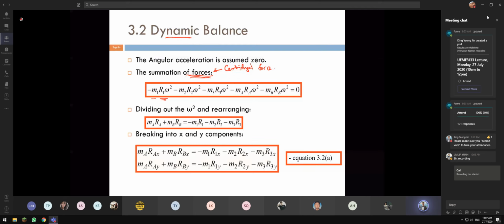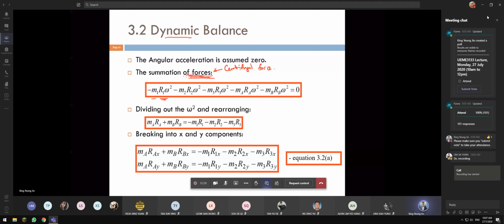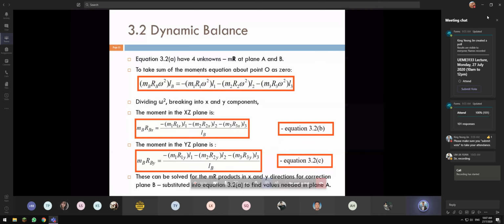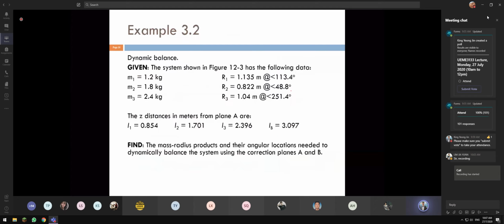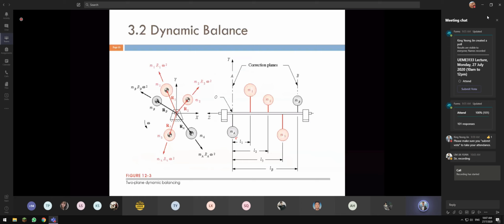So for dynamic balancing, we have to solve this force equation. At the same time, we also have to solve another one, which we call the moment equation. When we talk about the moment equation, we need all these distances between the masses. So if you look at here, there is a distance. When we solve the moment, we have to choose any point. As I mentioned last week, you have to choose the reference point in a smart way.